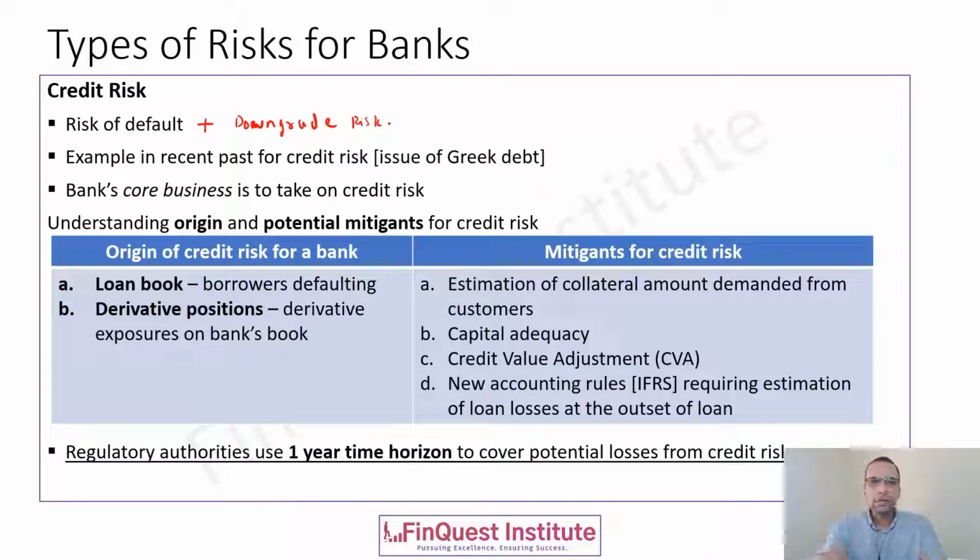Now, understanding the origins of credit risk, and subsequently we'll talk a bit about the mitigants which banks popularly use. So from a bank's perspective, there are two main sources to which a bank will be exposed to whenever we talk from a credit risk perspective. One is the loan book, or what we call the banking book. So a popular name for loan book is a banking book as well. So the probability of borrowers defaulting, that is the kind of risk which a bank is exposed to from a banking book perspective. So this happens to be one of the sources of credit risk.